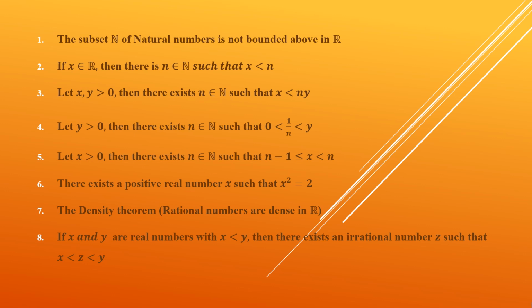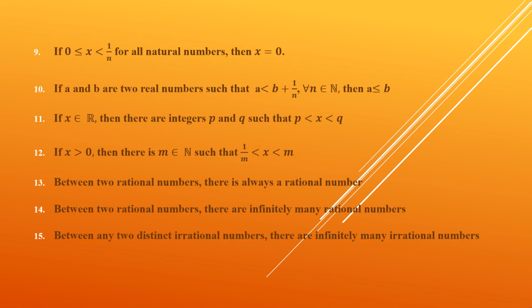The density theorem, that is, rational numbers are dense in R. If x and y are real numbers with x less than y, then there exists an irrational number z such that x is less than z less than y. Property number 9. If x is greater than or equal to 0 and less than 1 by n for all natural numbers n, then x is equal to 0.